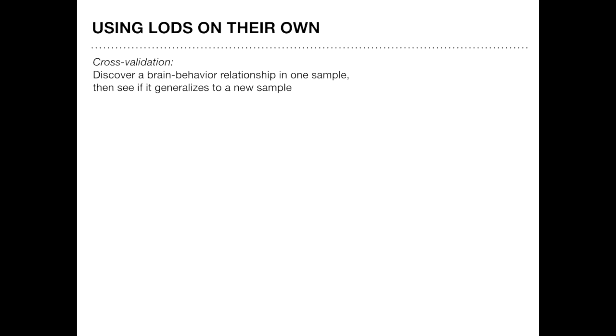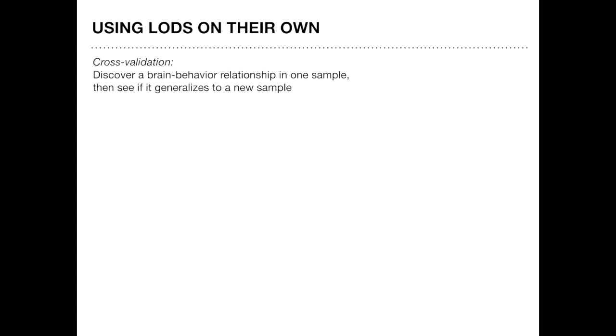Okay, so what types of things can you do with a large open data set? Say you've never even worked in neuroimaging. Well, guess what? You're lucky because there's no longer a need to collect your own data. You can actually just go online and download a bunch of fairly high quality data that someone else has collected.